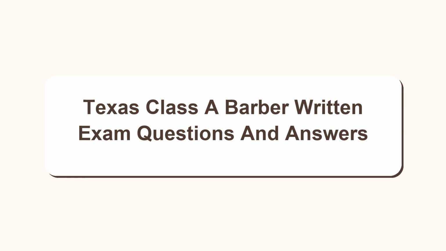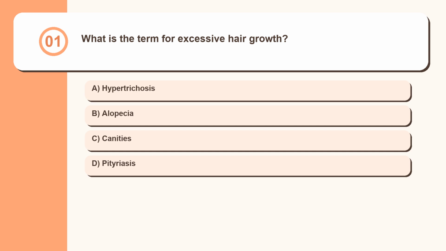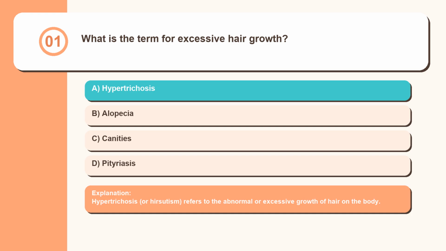Texas Class A Barber written exam questions and answers. Question 1. What is the term for excessive hair growth? Hypertrichosis, alopecia, candidiase, pityriasis. Hypertrichosis, or hirsutism, refers to the abnormal or excessive growth of hair on the body.